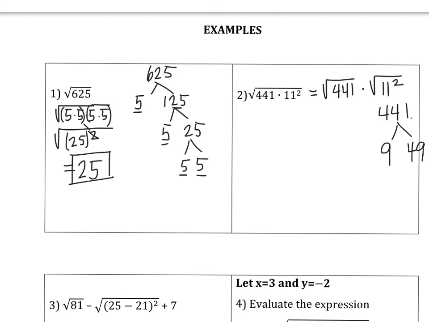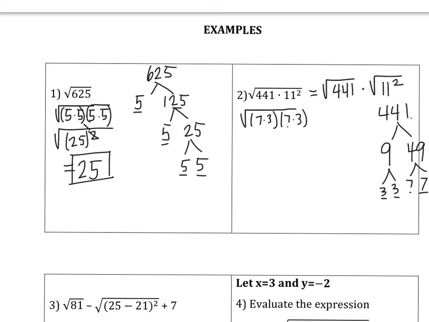times 49. So factor tree, 9 is 3 times 3. And then 49 breaks down to 7 times 7. So back up here, we're going to change out the square root of 441 for its primes. So that's going to be 3, 3, 7, 7, but I'm going to arrange it this way. 7 times 3, 7 times 3.